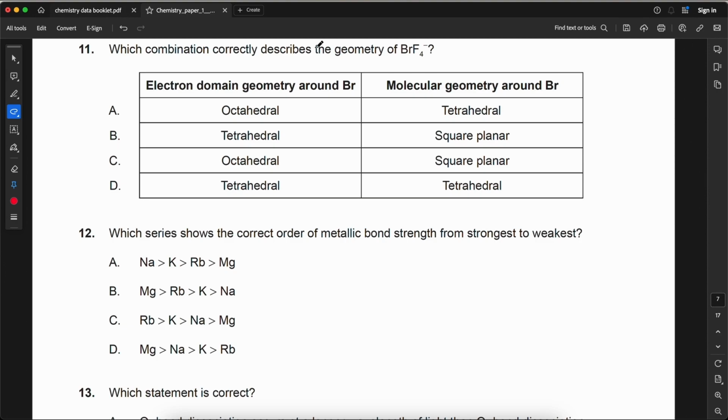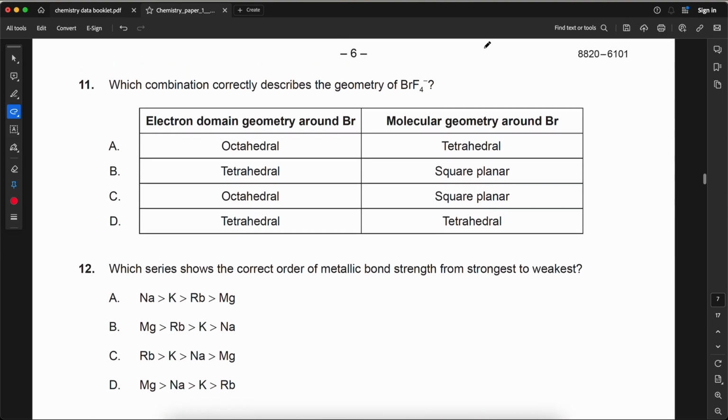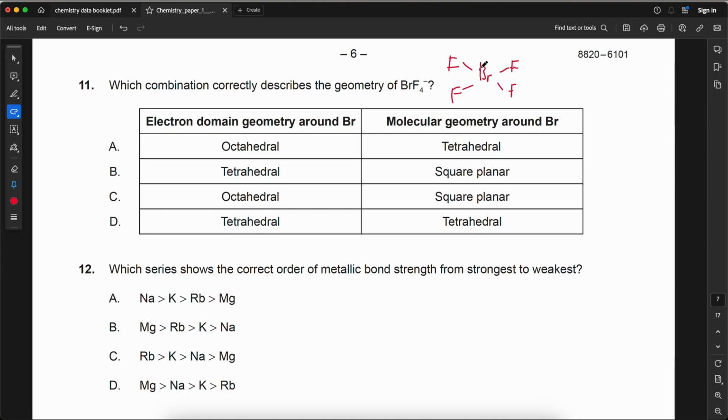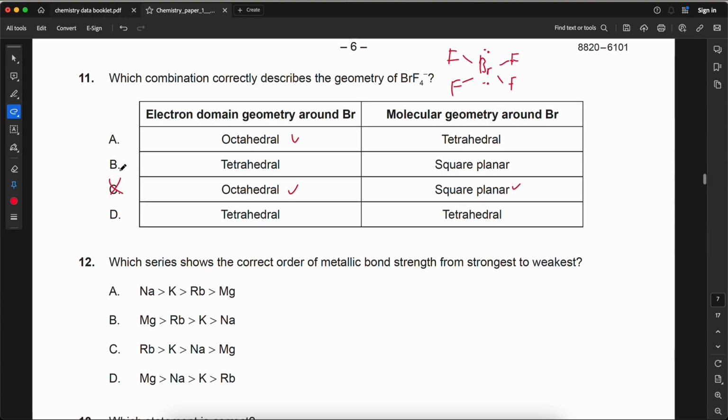Which combination correctly describes the geometry of BrF4 minus? So if we draw BrF4 minus, we'll have two lone pairs. So it has 6 domains. If it's 6 domains, it's octahedral, but the molecular geometry is square planar. So the answer is C.